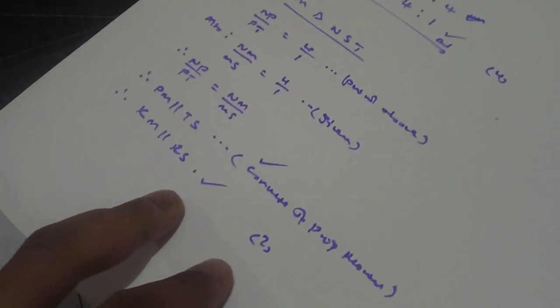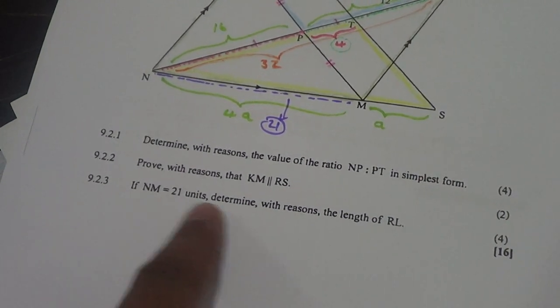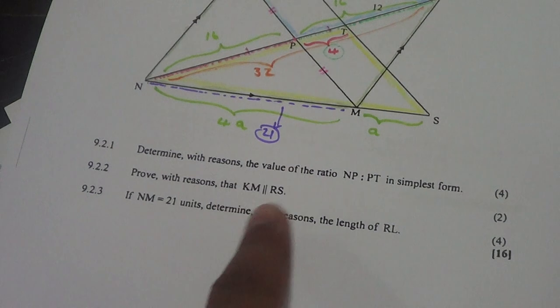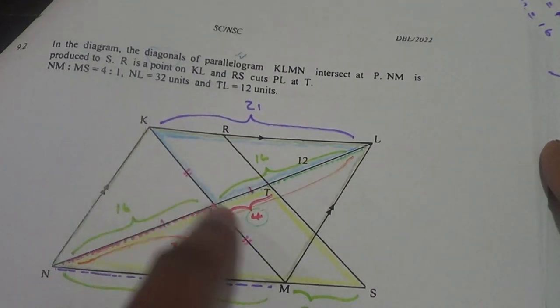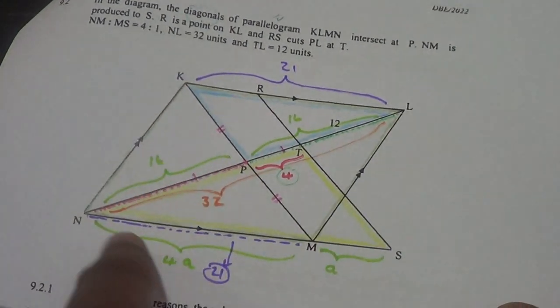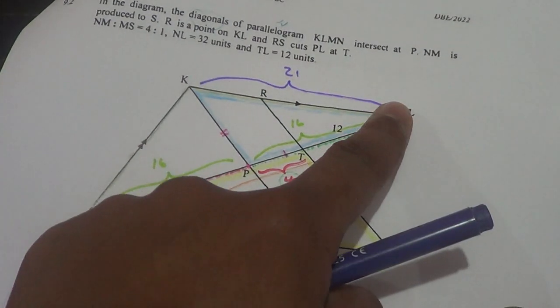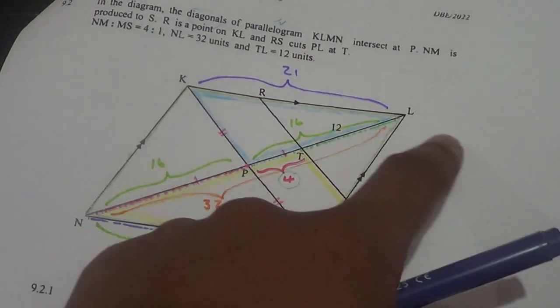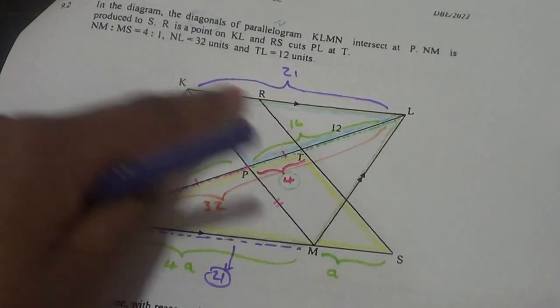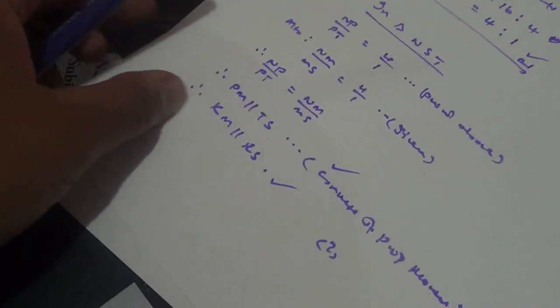Okay, so let's do the last one. Now it says if NM equals 21 units, which we know now, okay, determine with reasons the length of RL. So we're going to now move ourselves. This thing maneuvers us into this triangle, the blue one. Of course, we're going to have to link this guy to that guy first. Then once we have that, then we can use this proportion because we already know that this line is parallel to that. So just simply take our proportionality theorem there. Well, maybe let's do it on the next page.